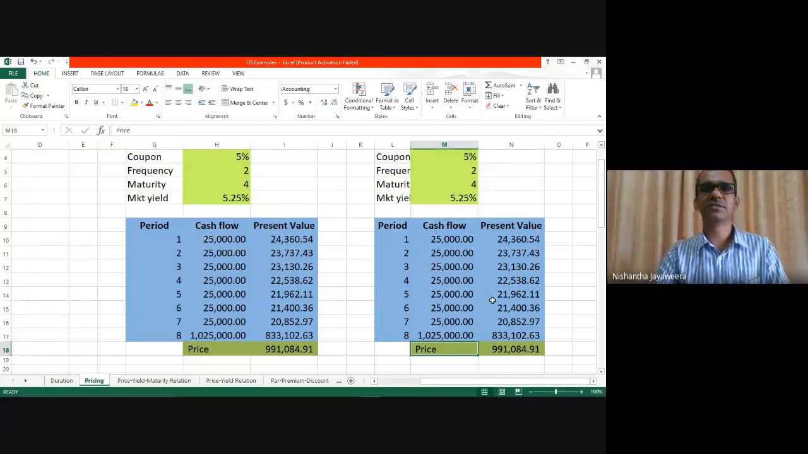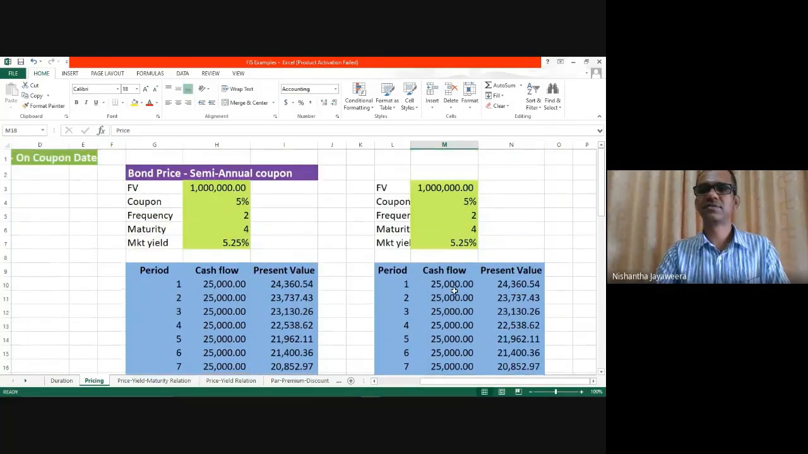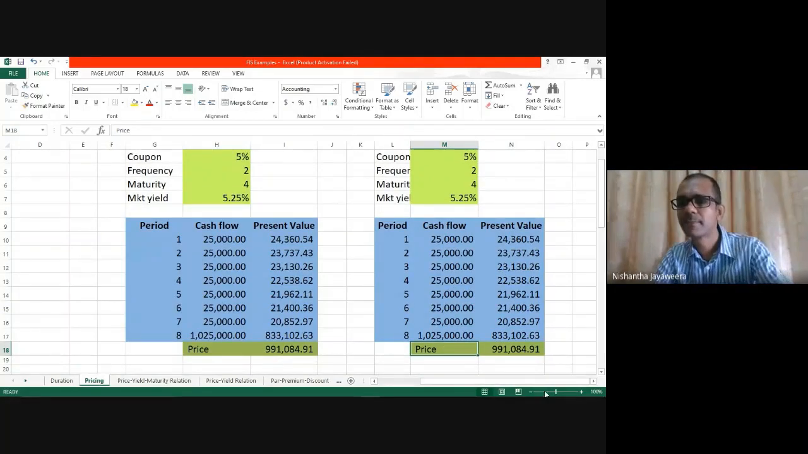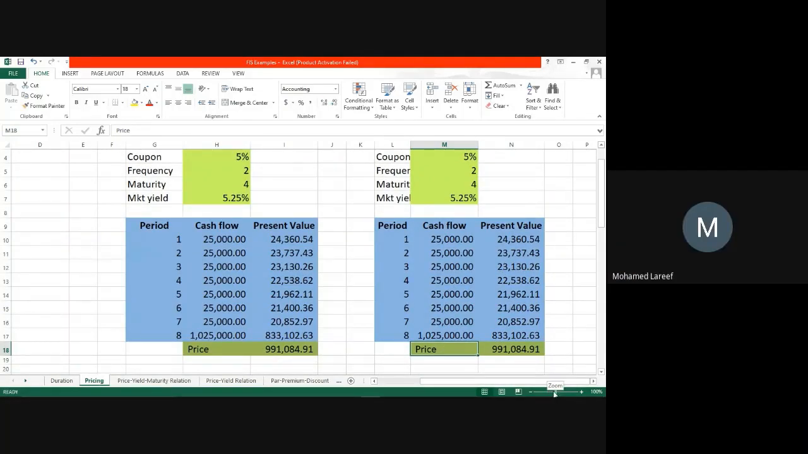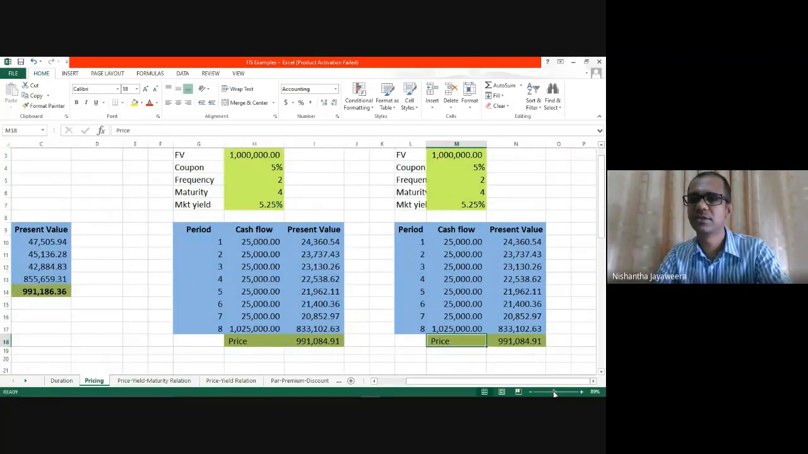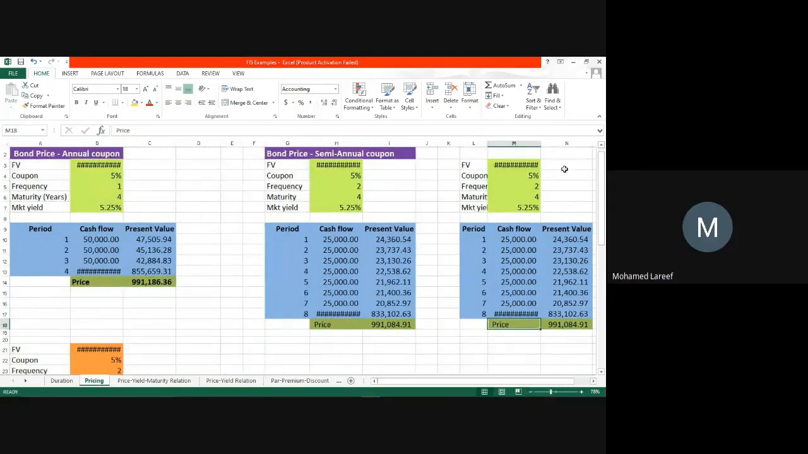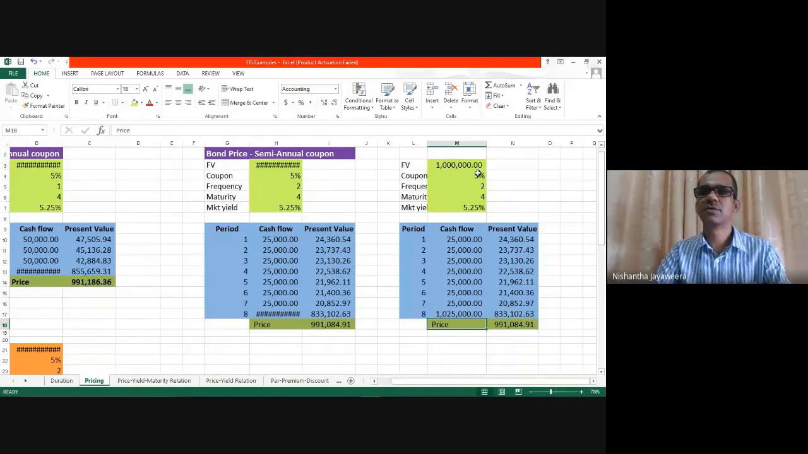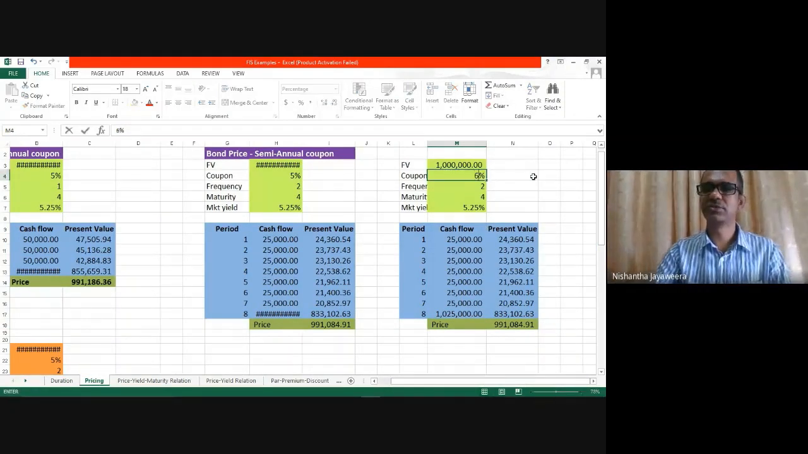Still you can't see because... So can we change the coupon rate to 6%? Yeah, that's what I'm going to do. Now you can see everything. Yes, sir. So now what do we have to do? Change this to 6%.